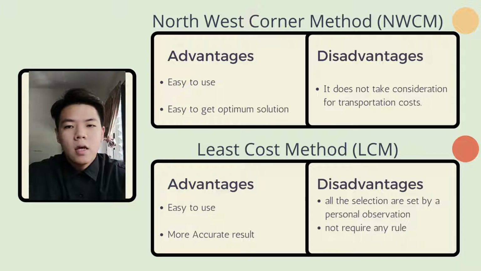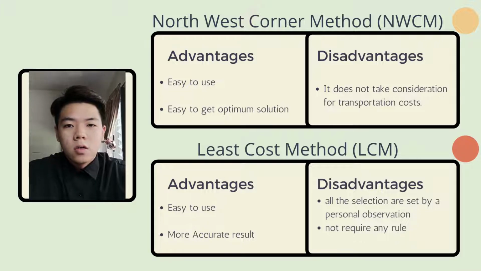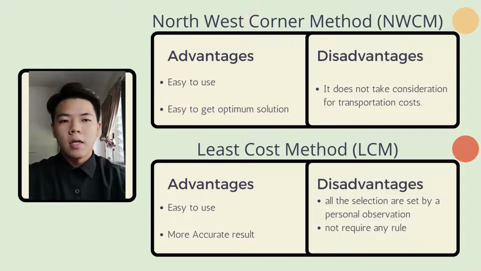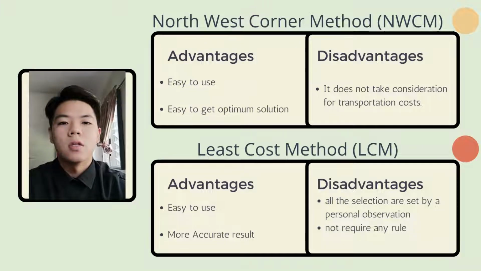On the other hand, being easy to use and giving an accurate result are the advantages of the least cost method, because this method counts the transportation cost in the allocation. But all the selections are based on personal observation with no rules applied. There might be misunderstanding in the optimal solution.